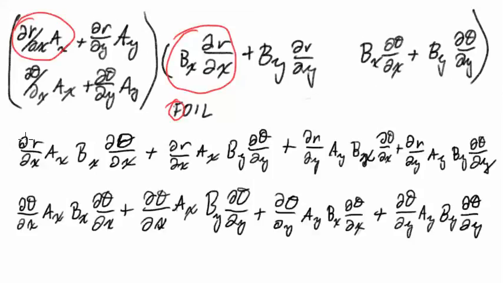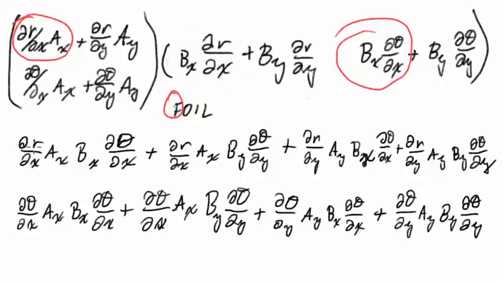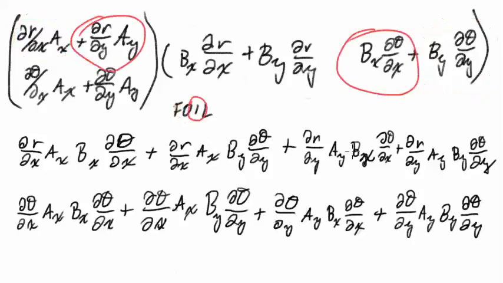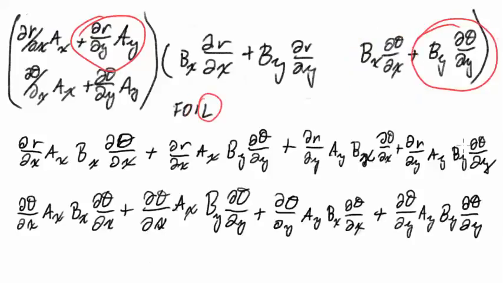For first, we got del r del x a sub x times b sub x del theta del x. For outer, on the top, we have del r del x a sub x times b sub y del theta del y. For the inner on the top, we have del r del y a sub y times b sub x del theta del x. And for last, we have del r del y a sub y times b sub y del theta del y.